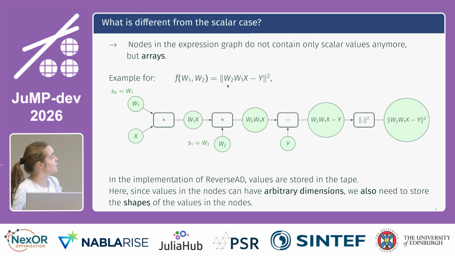With this function, if you allow nodes to contain matrix values, then you can have your first variable W1, your whole matrix in a single node. And same for W2, your second variable. Whereas if you had only scalar values, you would have a huge expression graph and nodes for each entry of your matrices W1 and W2.